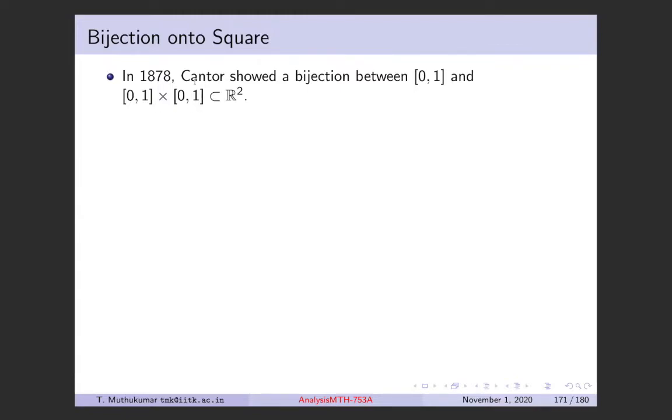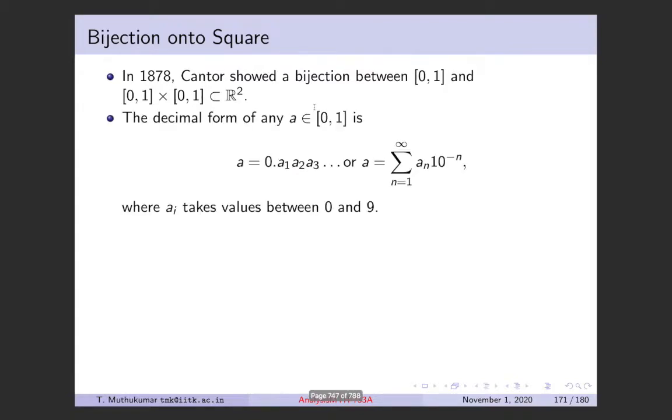And Cantor was the one who showed that such a bijection exists. We can actually find such a bijection from 0 1 to 0 1 cross 0 1, and let's give Cantor's proof of this bijection. What he did was this: he took any element of 0 1. Now any element of 0 1 has a decimal expansion, right? So let's say it is 0.a1 a2, and so on.